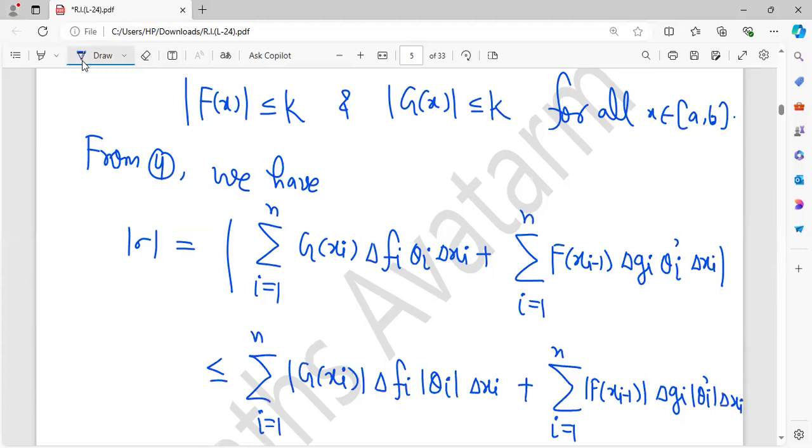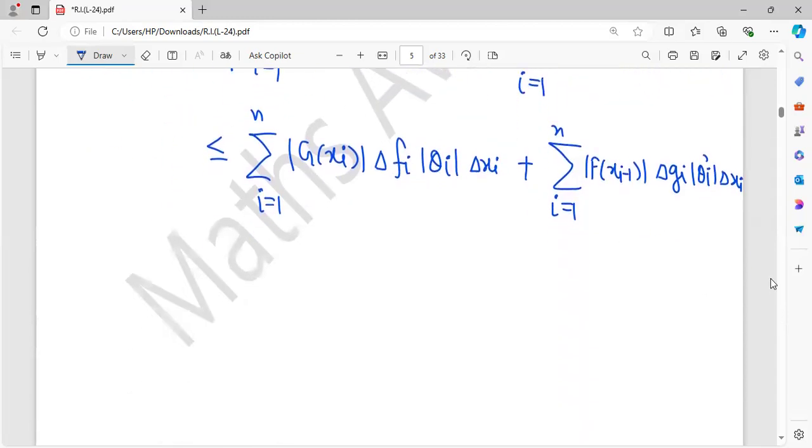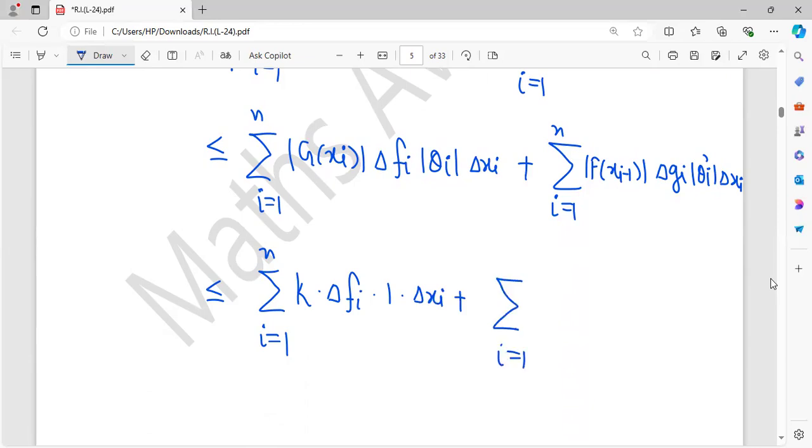Now Gx is less than or equal to k, Fx is also less than or equal to k, and theta I lies between minus 1 and 1, so their absolute value will be less than or equal to 1. So this is less than or equal to summation I goes from 1 to n of k delta fi times 1, since theta is less than or equal to 1 in absolute value, delta xi, plus summation I goes from 1 to n, similarly less than or equal to k delta gi 1 delta xi.